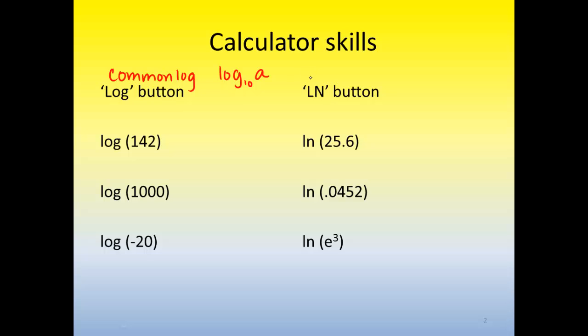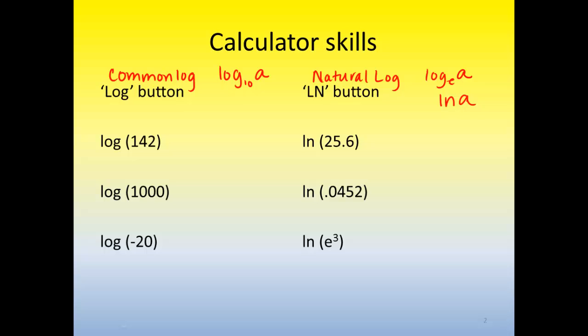Whereas our ln is our natural log, and that is a log with a base of e. And again, we don't write that, we write ln of a. And that's assumed. Okay, so these buttons are located off to the left side on your graphing calculator next to the 7 and the 4. And if you want to just go ahead, we can just start typing some buttons in.